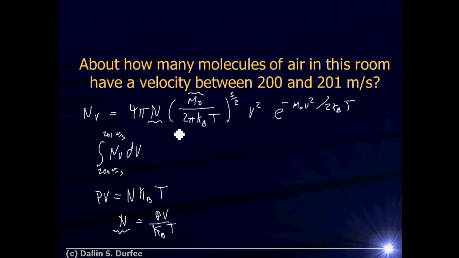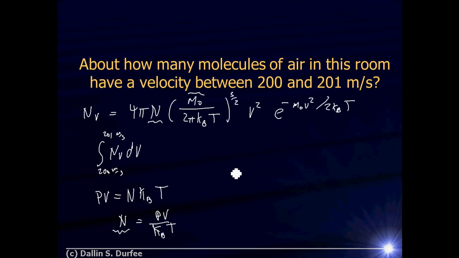What is m sub naught? That's the mass of my molecules. Most of the air in the room, the largest fraction, is nitrogen, and there's some oxygen and some other stuff. So just to make an estimate, we'll look up the mass of a nitrogen molecule, 2 nitrogen atoms, find that in SI units, and then we plug it in. Then we have everything we need. We can plug it into this equation, do the integral, and then we get our answer.